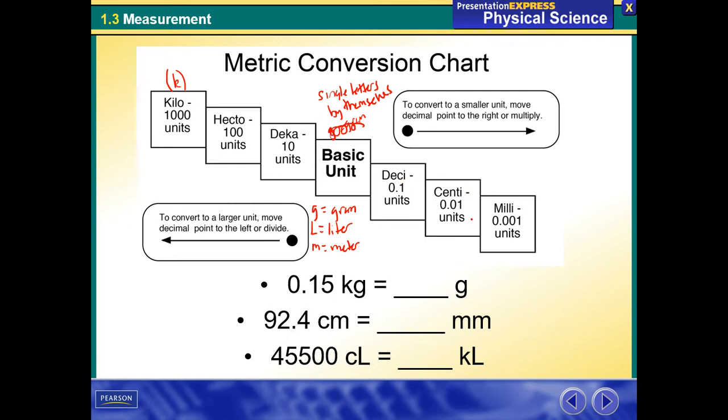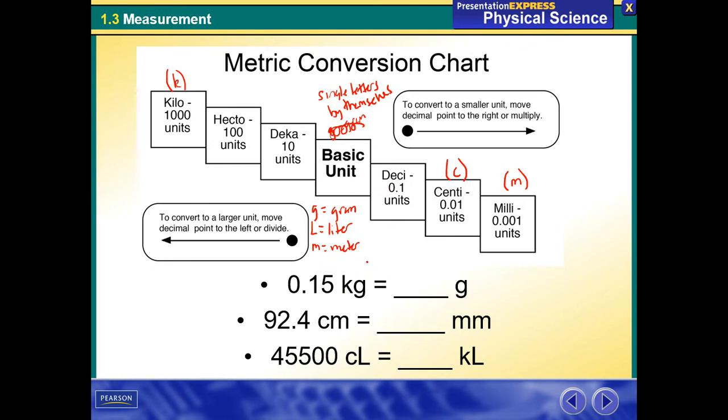Deci, and then we have centi. Centi is abbreviated with a C followed by another unit. And then milli is an M, again, followed by another unit. So again, remember prefixes have to be paired up with a base unit.